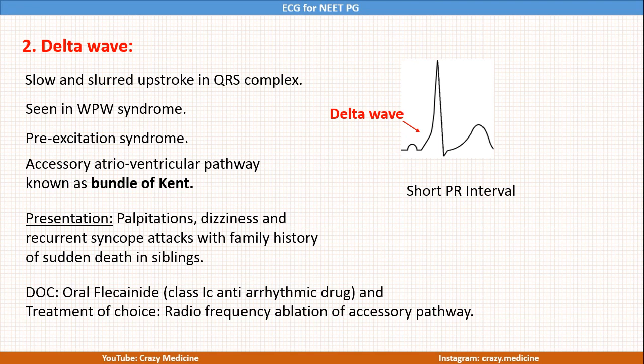Other important ECG finding is short PR interval. Then drug of choice for WPW syndrome is oral flecainide, which is a class 1C antiarrhythmic drug, and treatment of choice is radiofrequency ablation of the accessory pathway.